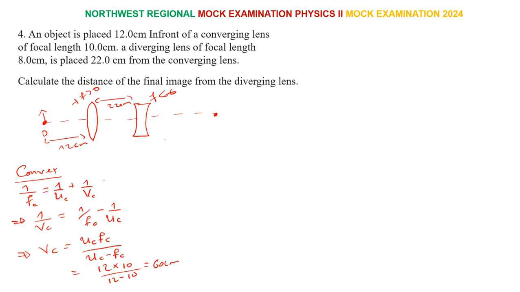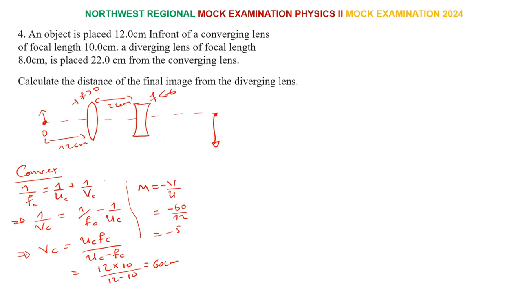Now what is the nature? Is it going to be upright or inverted? We can check that with the value of the magnification. The magnification is given by negative v divided by u, which equals negative 60 divided by 12, which gives -5. The -5 means that the image is inverted, so we are going to get something of this nature.